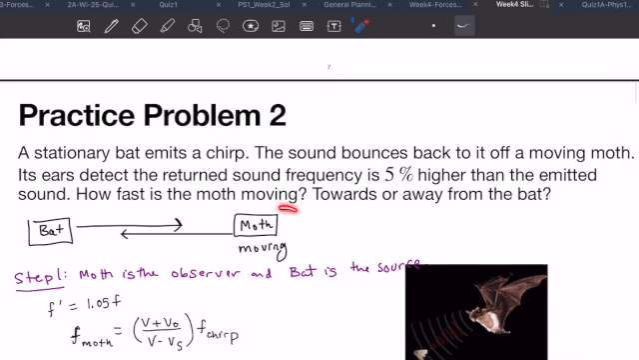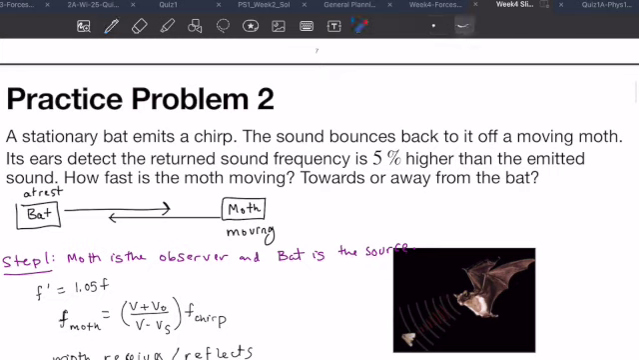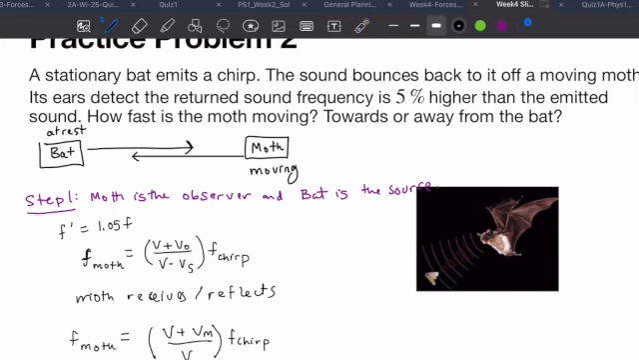Well, here's a more basic picture. The bat is here at rest, and then we have a moth here, which could be moving to the right or left. If there's a sound wave coming from the bat to the moth, and then getting reflected and heard at a frequency that's higher, we know that the source and the observer have to be approaching each other. The thing that's moving here is the moth, so the moth has to be approaching the bat in order to result in a higher frequency. So that's the first part we can answer: it's actually moving towards the bat.